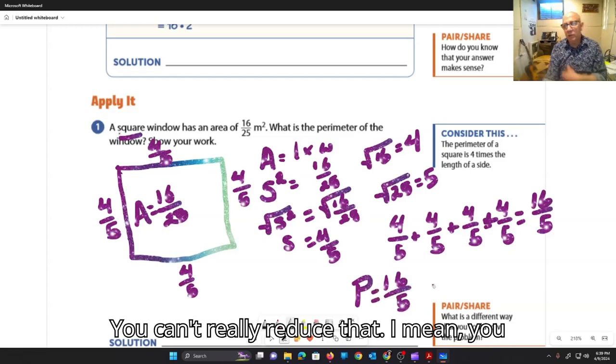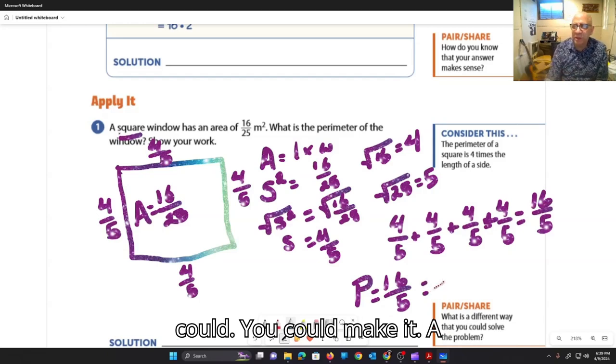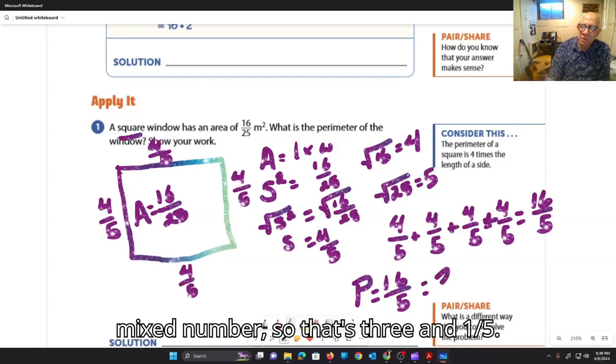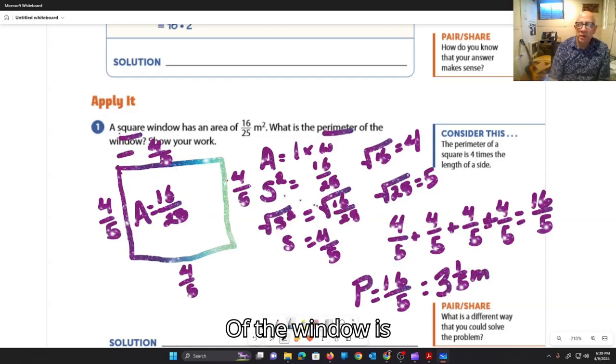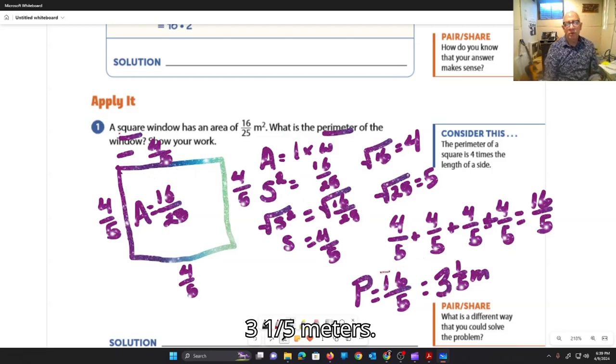And you can't really reduce that. I mean, you can make it a mixed number, so that's 3 1/5 meters. So the perimeter of the window is 3 1/5 meters.